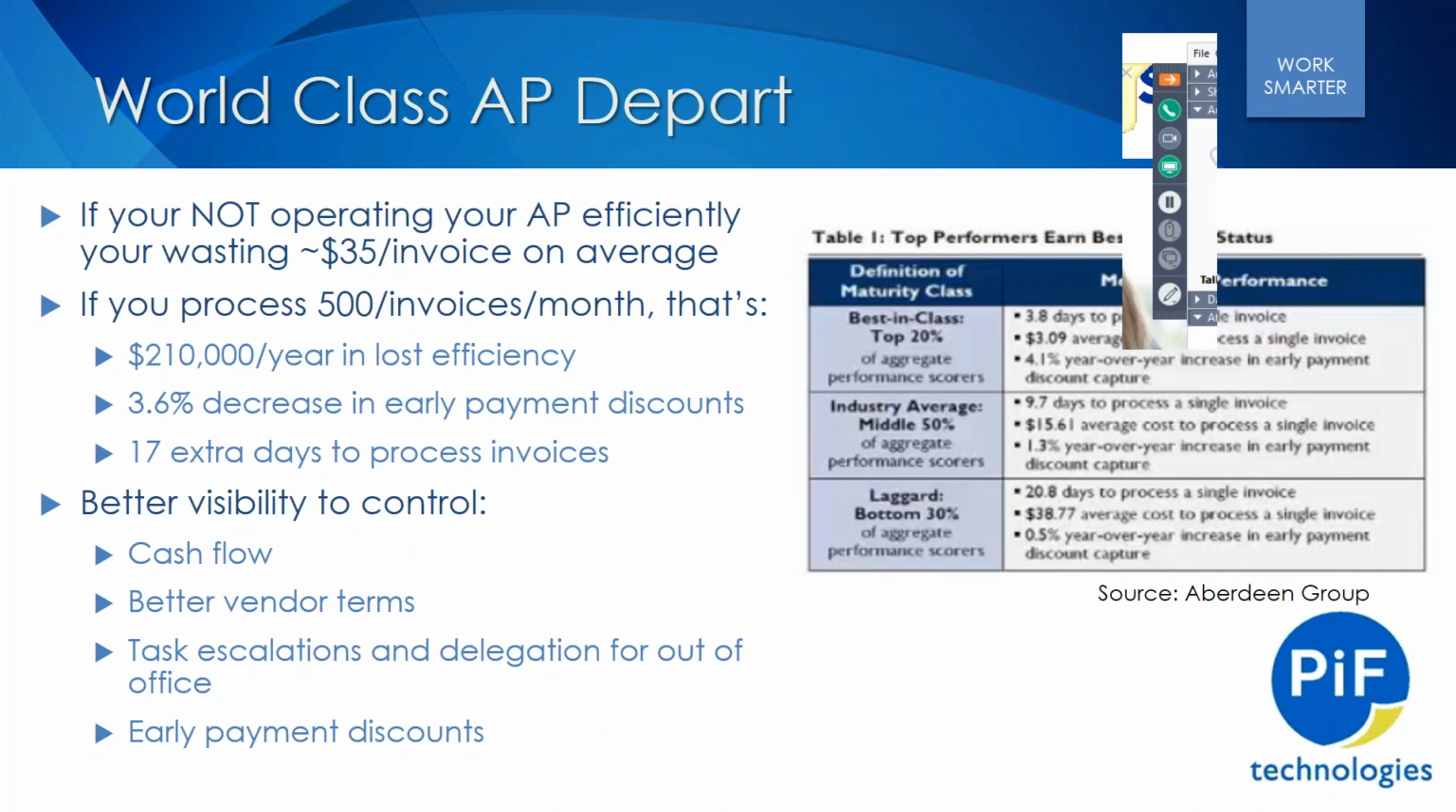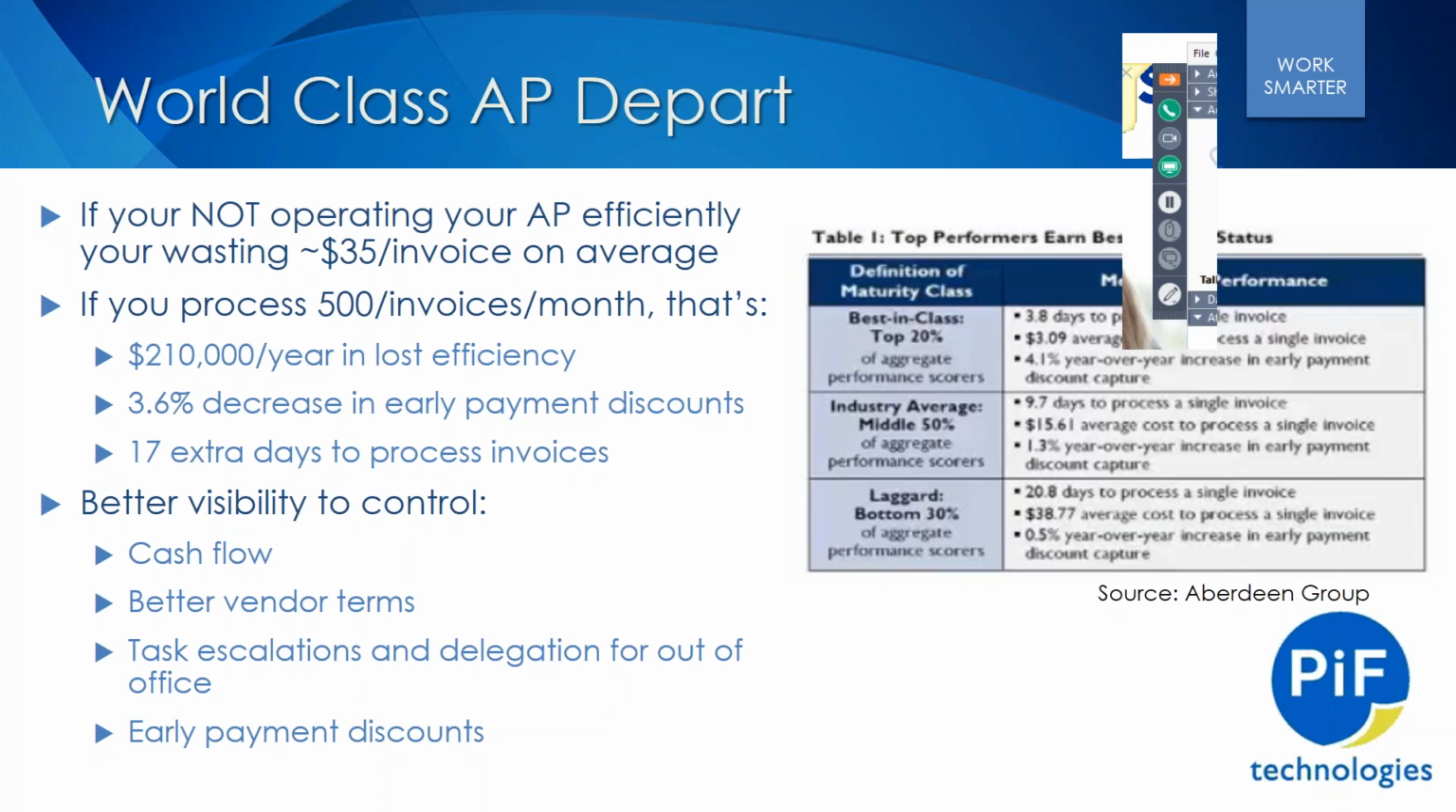And if you do look at world-class AP departments, here's just an Aberdeen Group snippet here of laggards at the bottom, typical performers in most AP departments. You're looking at $35 waste per invoice on average from a best in class to a laggard. So $38 versus $3. So if you do process 500 invoices a month, that equates to $210,000 in lost efficiency, either related to labor or soft cost productivity savings.